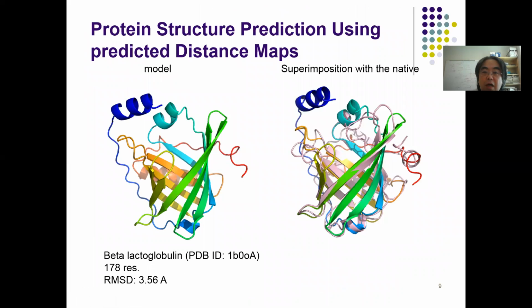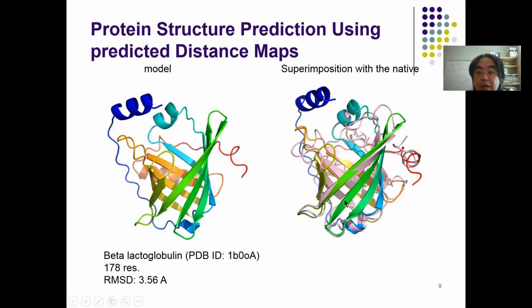Now we also apply deep learning for protein 3D structure prediction. So on the left side, this is an example. Left side is a model of a protein. This is a beta lactoglobulin. And on the right, we show the superimposition, actually comparison between our model against the crystal structure, experimentally determined structure, which are in pink. As you can see, they agree fairly well.